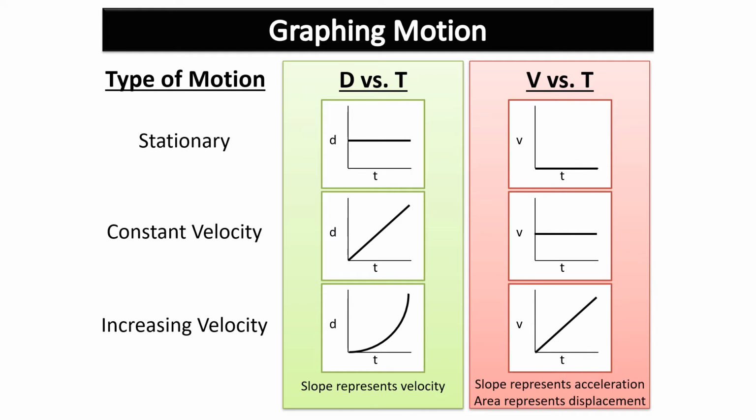Now you could have an increasing acceleration. So we have an increasing velocity here. The next one is an increasing acceleration, which is called a jerk.